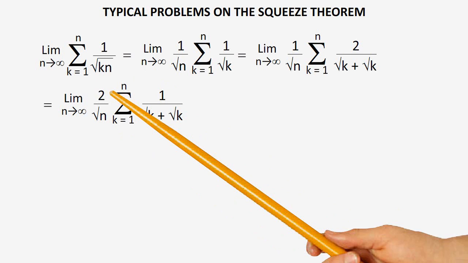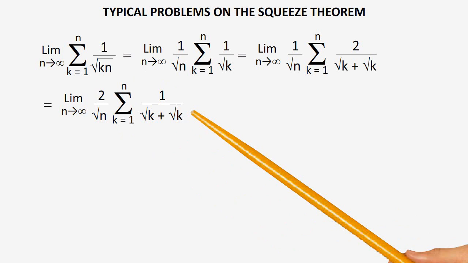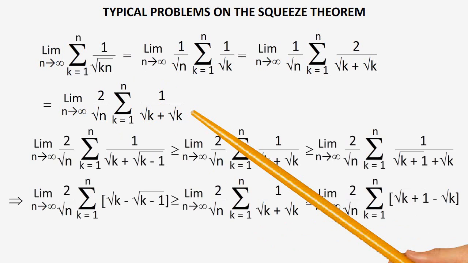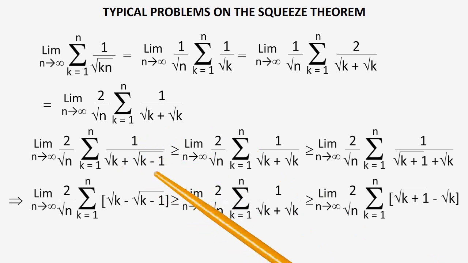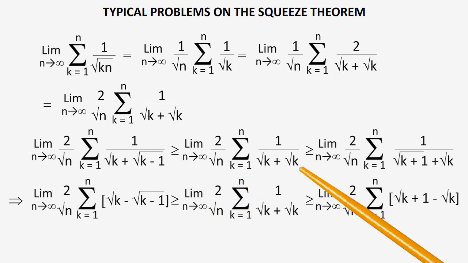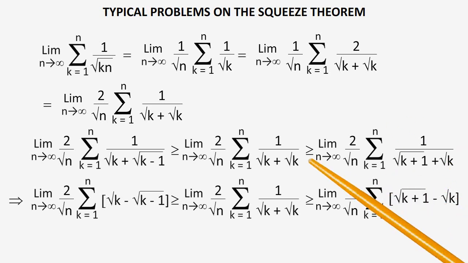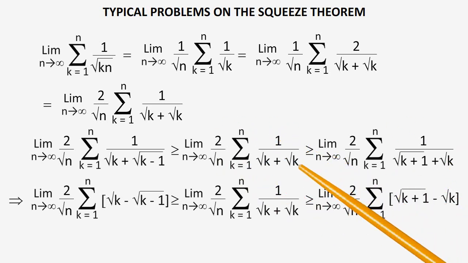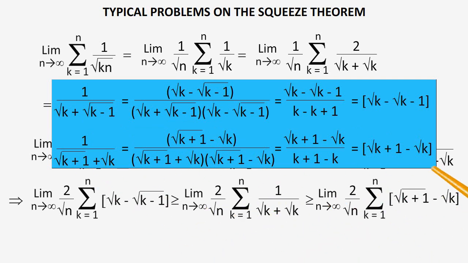To apply squeeze theorem, we can make this expression a little bigger by reducing the denominator. We make it 1 by root k plus root k minus 1. In this way, the denominator is reduced a bit, and this expression is surely greater than or equal to this expression when k is infinitely big. Likewise, we may make the expression a bit smaller also, just by increasing the denominator by making it 1 by root k plus 1. So this expression becomes less than or equal to this expression when k is infinitely big. Next, we rationalize the denominators of these two expressions like this. The sum of these two series can now be evaluated easily.